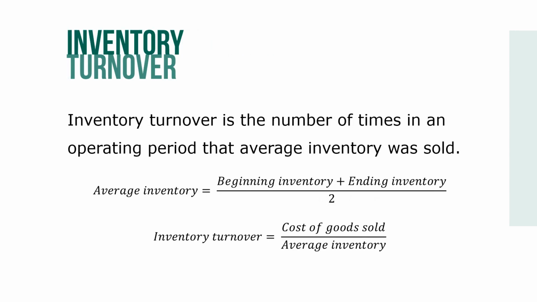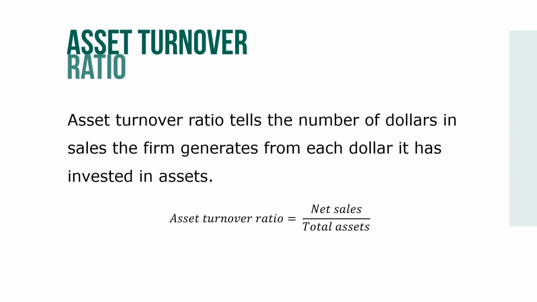Inventory turnover is the number of times in an operating period that an average inventory was sold. Average inventory equals beginning inventory plus ending inventory over 2, where inventory turnover equals cost of goods sold over average inventory. Asset turnover ratio tells the number of dollars in sales the firm generates from each dollar it has invested in assets, where asset turnover ratio equals net sales over total assets. This ratio is an important measure of a company's efficiency in managing its assets.